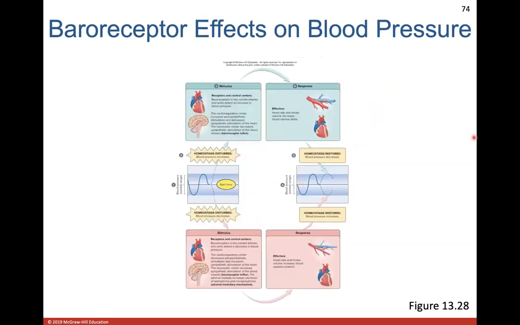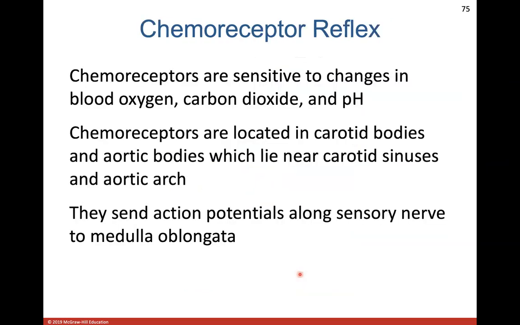Here's the baroreceptor effects on blood pressure, whether you have blood pressure increasing or decreasing, and how those baroreceptors in the control center will detect an increase or decrease in blood pressure. And then they'll have an appropriate response, either tell the heart rate and stroke volume to decrease, blood vessels to dilate, to bring blood pressure back down, or increase heart rate and stroke volume, and increasing constriction of blood vessels to increase blood pressure again.